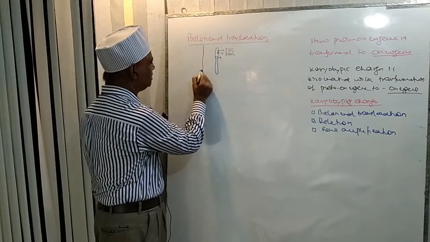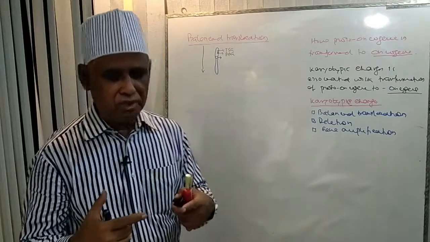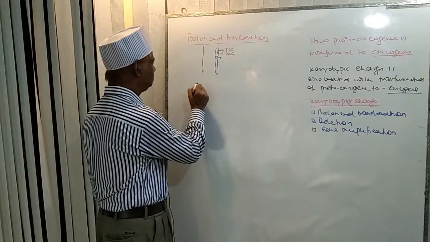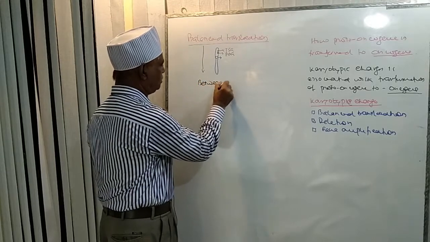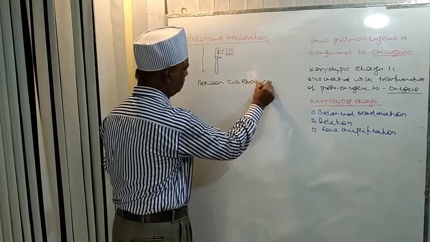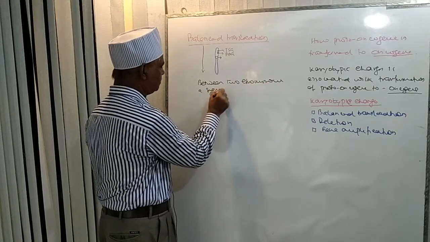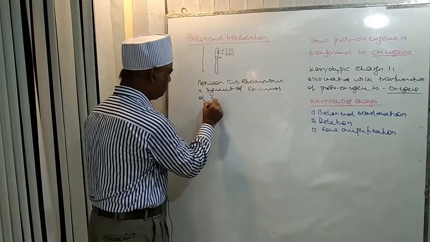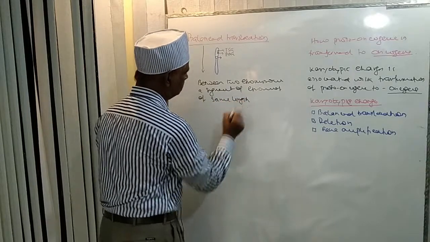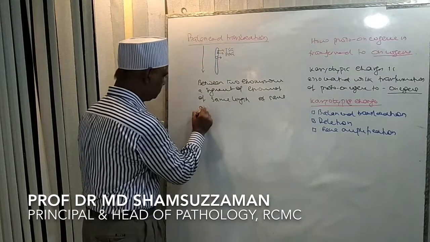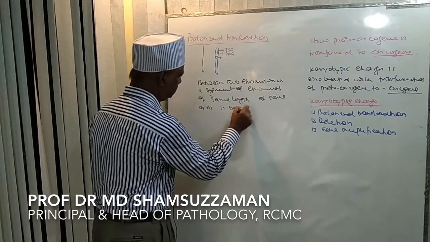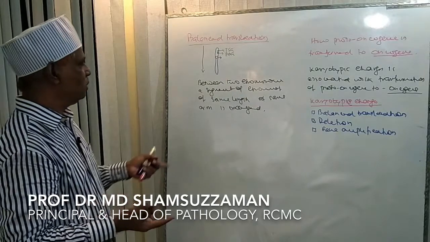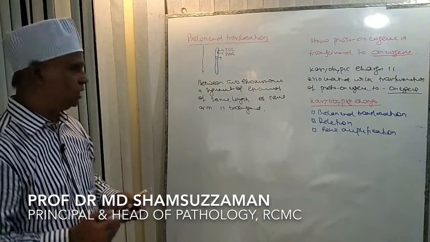This tumor suppressor gene suppresses the overactivity of the proto-oncogene, and so there is no tumorigenesis. What happens in balanced translocation? In balanced translocation, between two chromosomes, a segment of chromosome of the same length, of the same arm, is exchanged. So it is called balanced translocation.